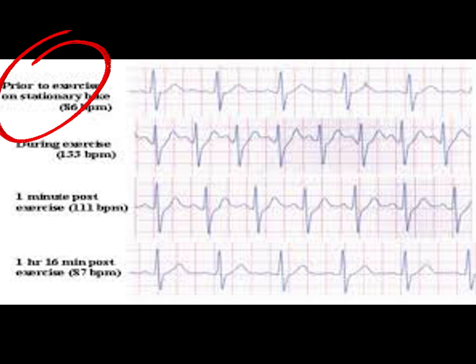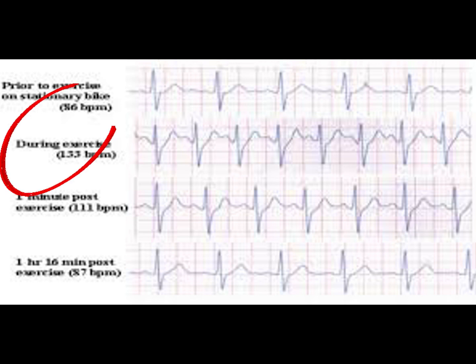So the first one is prior to exercise, and we can see that the heartbeats are spaced evenly from each other. Then the second one shows during exercise. We can see here that the heart rate's much quicker. There's about 2.5 heartbeats for every 1 heartbeat prior to the exercise. So here we can see that the heart rate increased.